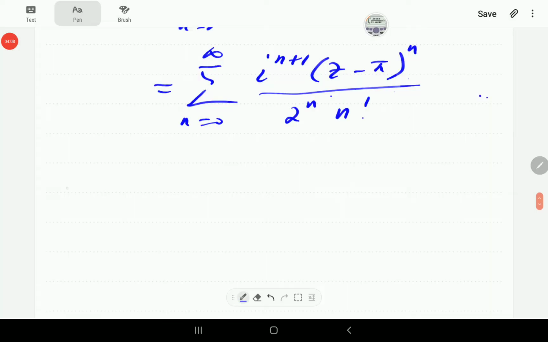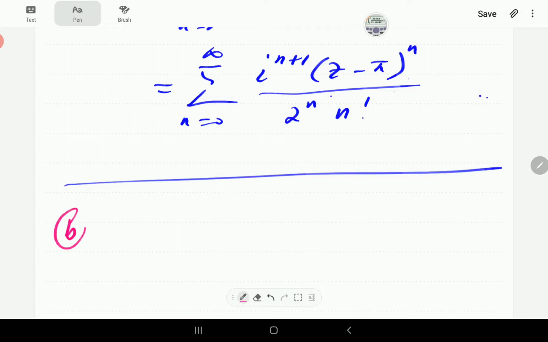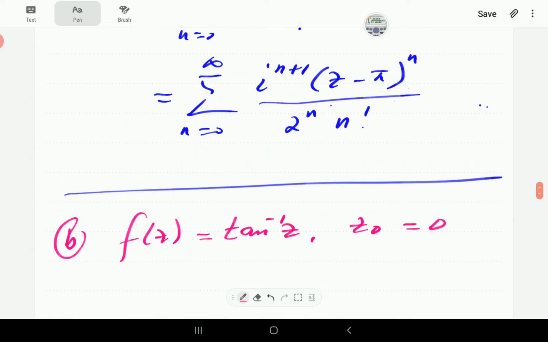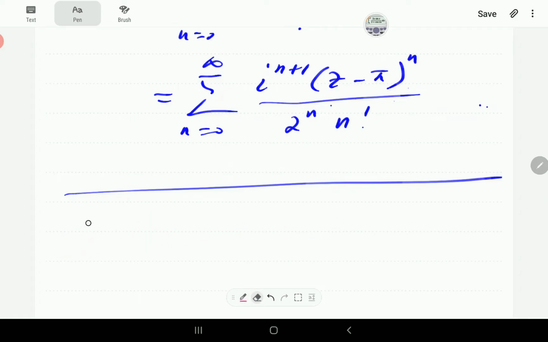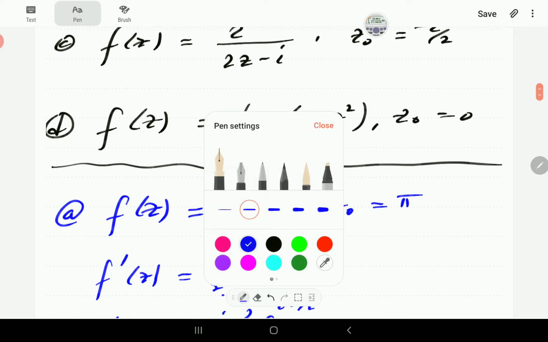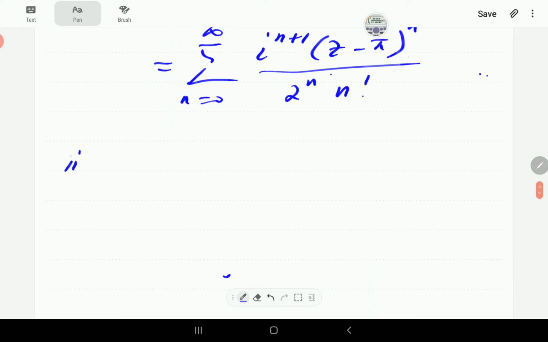So for part B, f of z is inverse tangent of z. This is about the origin. Oh, before we finish with part A, we need to find the radius of convergence. There are two ways we're going to find the radius of convergence. So this was just part one. Part two, we need to find the radius of convergence.